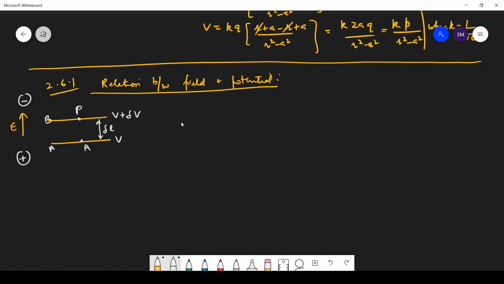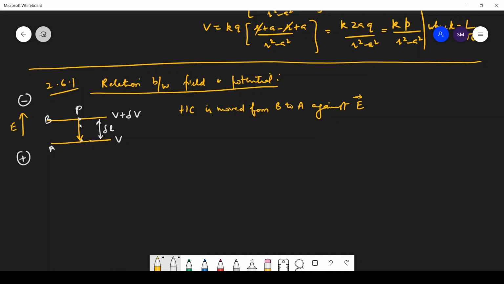Now imagine one positive Coulomb charge, unit positive, is moved along the distance delta L from surface B to A. So 1 Coulomb is moved from B to A against the electric field. So as I told you, you are moving plus 1 Coulomb charge from P to the surface A. So don't take this point as A, but this whole is equipotential surface A.